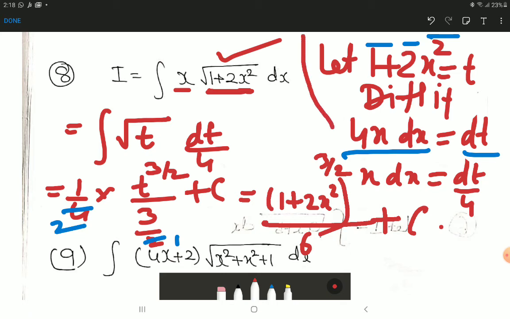So look here carefully. If you know what is to be assumed as t or any other third variable, then your work is almost half done. If you somehow conclude that 1 plus 2x square is to be assumed as t, its derivative will be in terms of x. So always remember 1 plus 2x square is quadratic and x is linear, and derivative of quadratic is always linear. So better assume the quadratic as t and the rest you can easily understand.